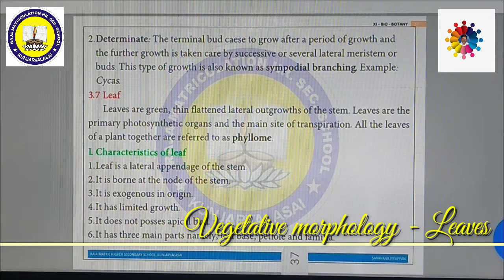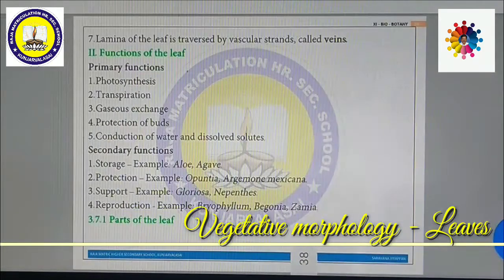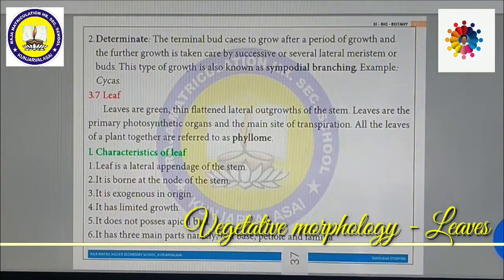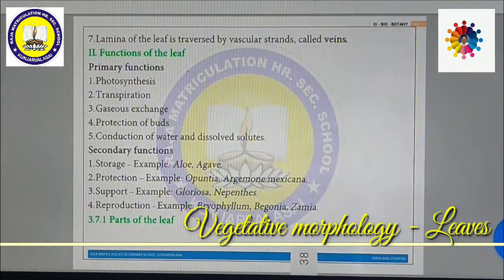It has three main parts, namely leaf base, petiole, and lamina. Lamina of the leaf is traversed by vascular strands called veins. What are the functions of leaf?